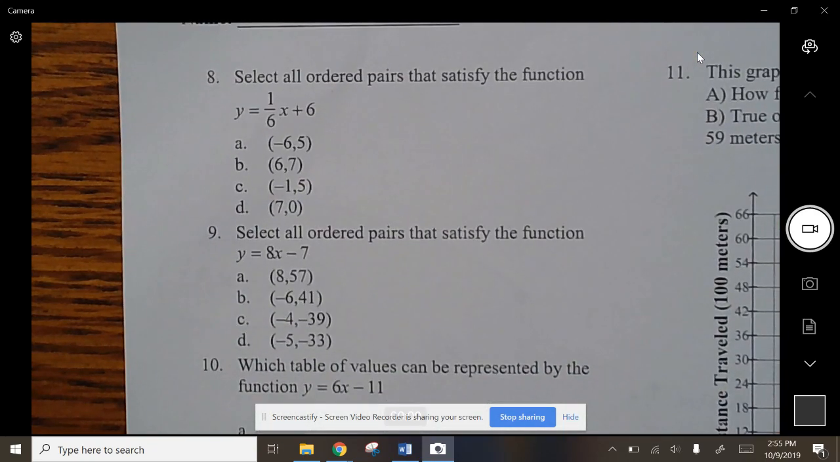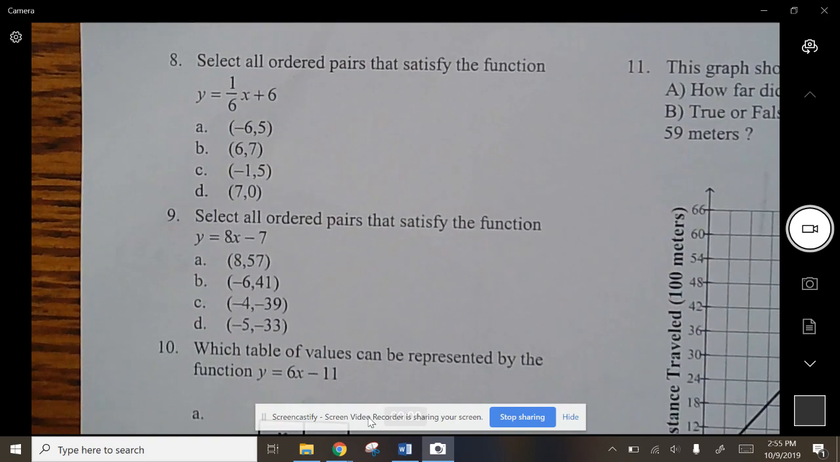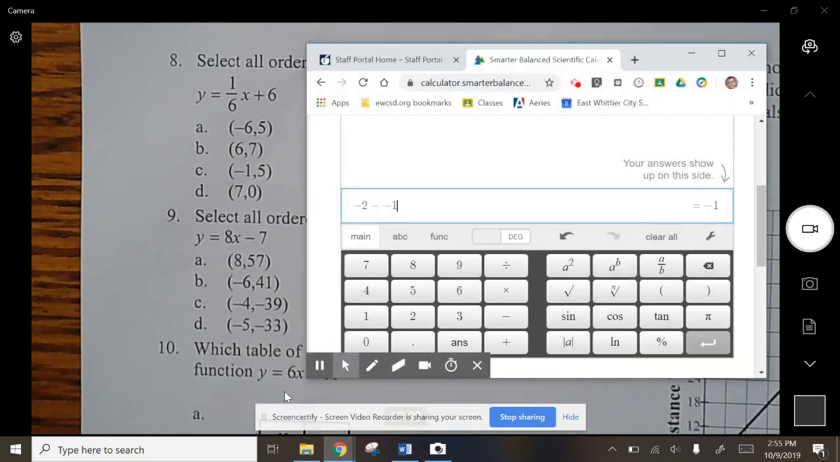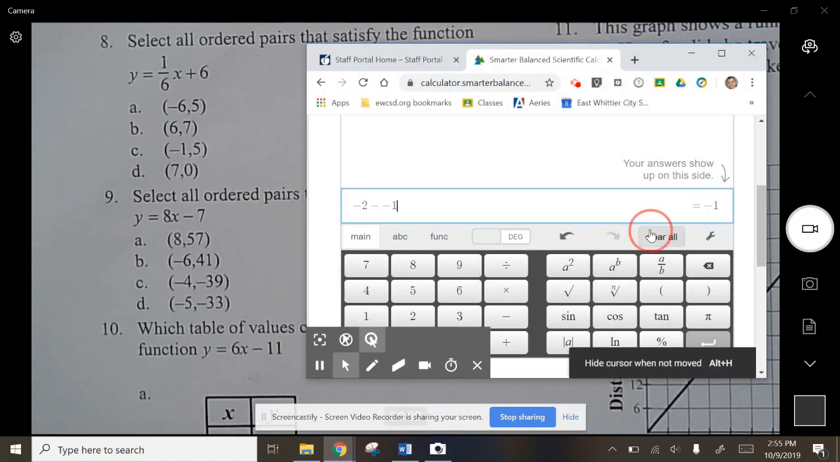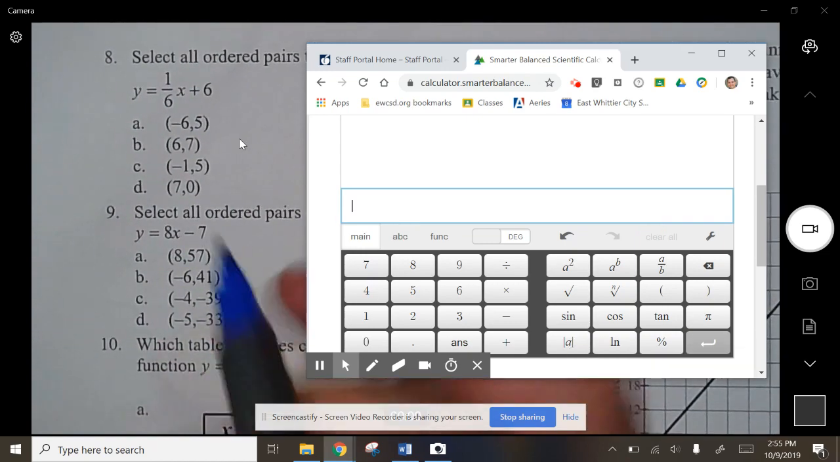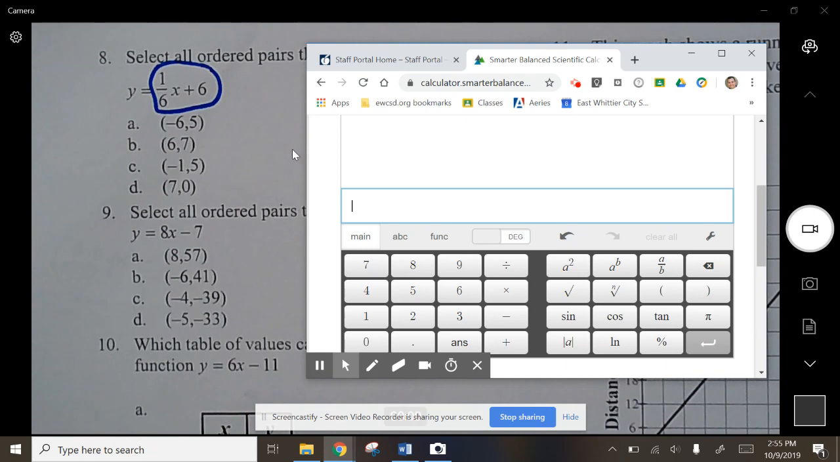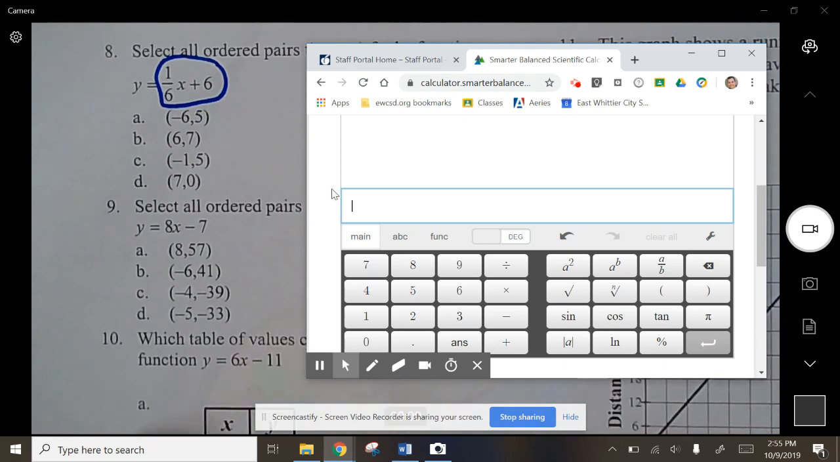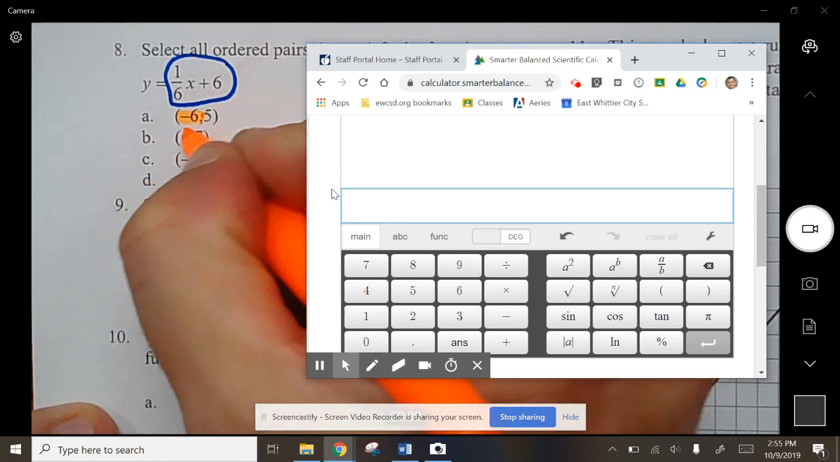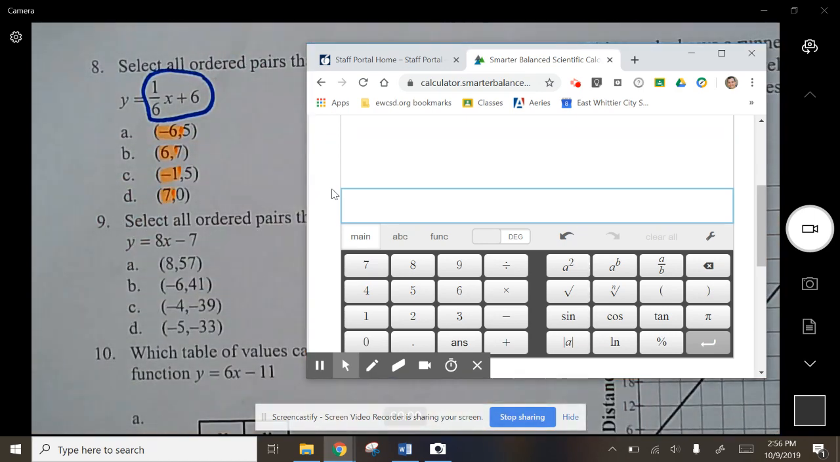Select the ordered pairs that satisfy this function. Okay, we know what this is. This is one of our fancy calculator problems. All right, am I able to put this whole thing in here? Again, I'm going to put this all in the calculator, and then I'm going to plug in my x's, all right? And all my x's are going to get plugged in to make sure you know what you're doing. As I plug in my x's, all of these are going to get plugged in, okay?